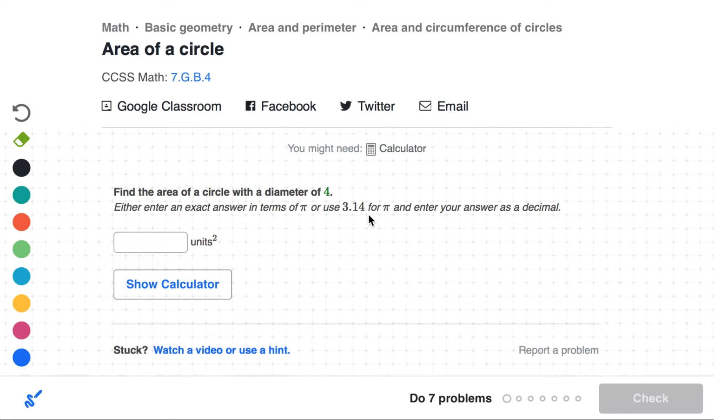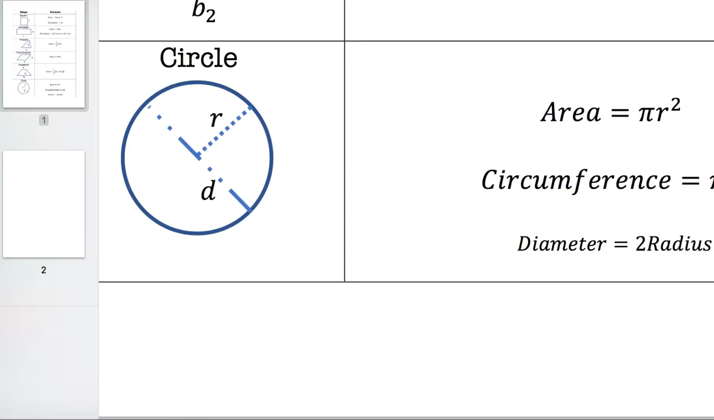In this video, we're going to look at finding the area of a circle on Khan Academy. Now, the formula for finding the area of a circle is pi times the radius squared, where the radius is the distance from the center of the circle to any point on its perimeter or circumference.